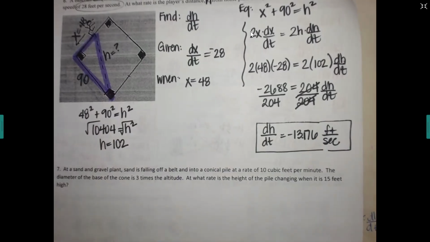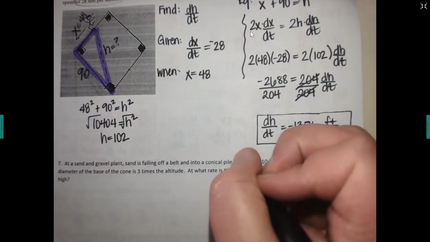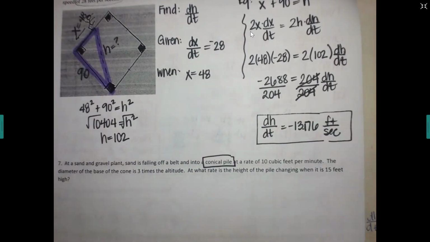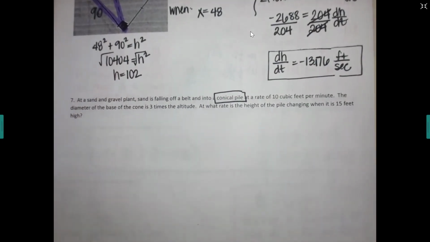All right, we are going to do number 7 at the bottom of this one. It says we have a sand and gravel plant. Sand is falling off a belt into a conical pile. For the AP test, usually they'll draw the picture for you, but I just forgot to draw it for this one. So draw yourself a little pile shaped like a cone.